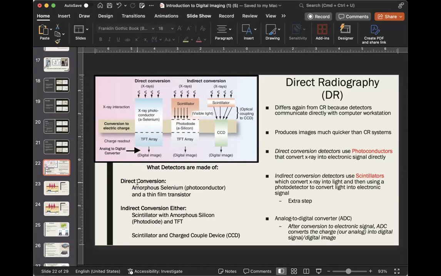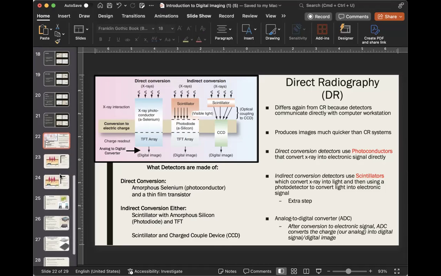So direct conversion detectors, those are the amorphous selenium and thin film transistor detectors. And again, if you remember with DQE, those have a lot of quantum efficiency, right? Remember, amorphous selenium has the highest DQE. Indirect conversion is with a scintillator and amorphous silicon, and a scintillator and charge coupled device. So that's what we can see with those.